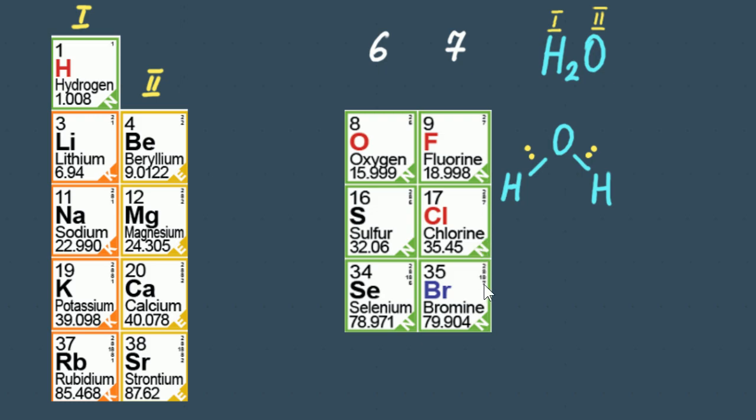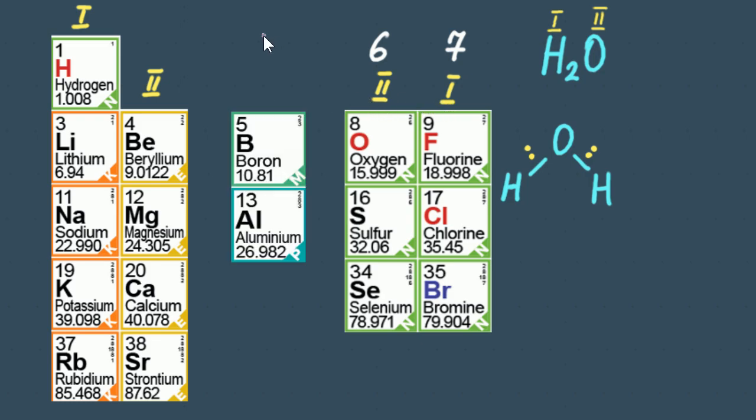In the seventh group, the atoms will get 1 electron. In the sixth group, the atoms will get 2 electrons. And this is their valence. In the third group, boron and aluminum have 3 electrons at their last energy level. And they will give these electrons. Entering the chemical reaction, their valence is equal to 3.